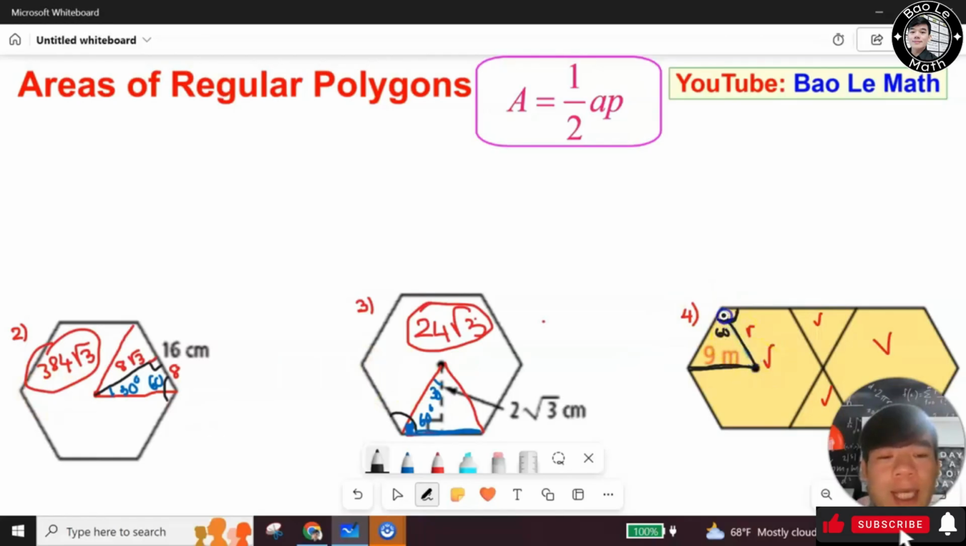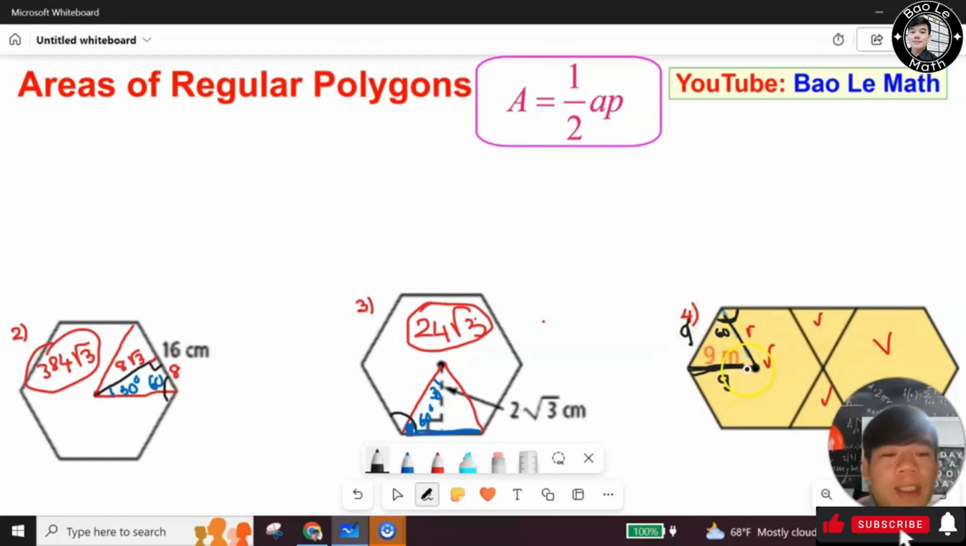Now, this side and this side are congruent, right? So this is an isosceles triangle. An isosceles triangle with a 60 degree angle becomes an equilateral triangle. So this is 9, this is 9, this must be 9. So you have the side length already.